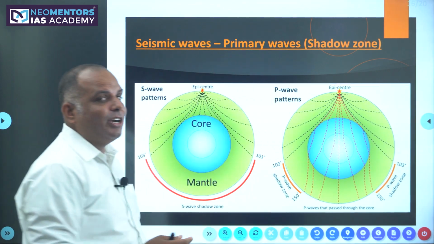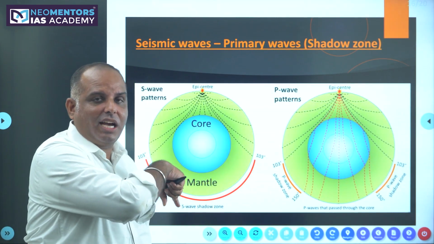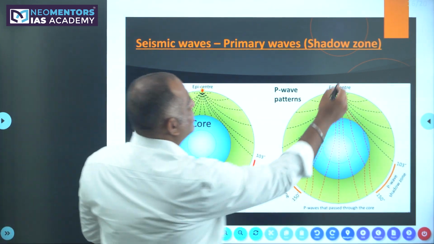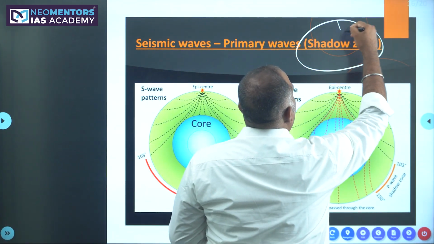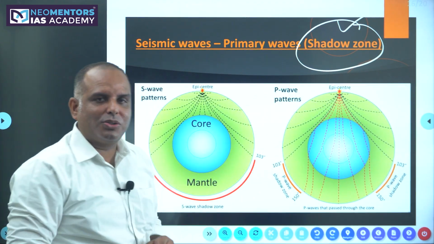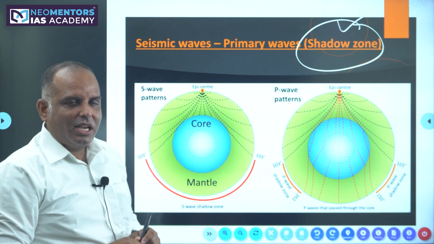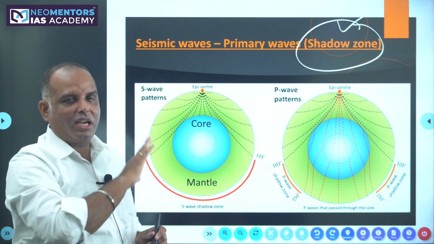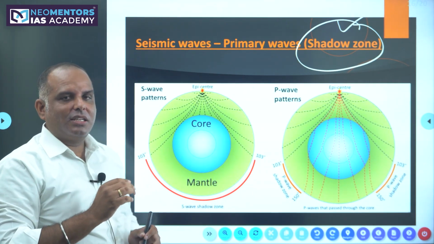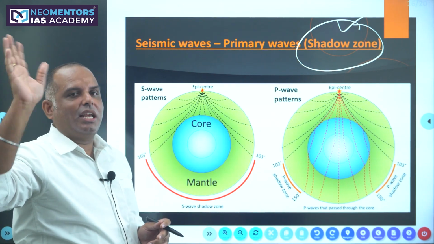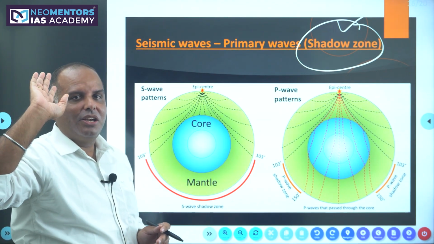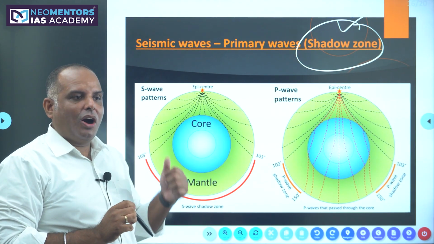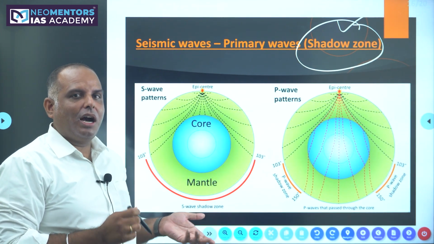Now, why do I need to understand that velocity chart? Because there is something called a shadow zone. What is shadow zone? Let's say an earthquake occurs on one side of the hemisphere. Okay. Let's say the earthquake occurs in the northeastern hemisphere. Right. Should I see the impact in the northwestern hemisphere or southwestern hemisphere? How would I know that?